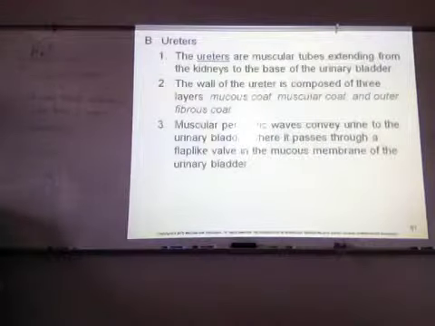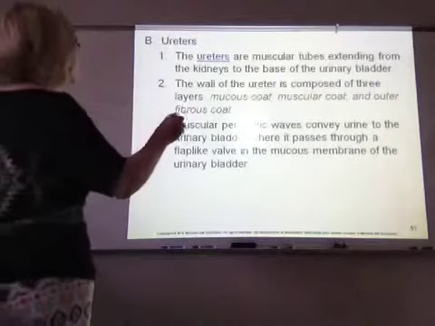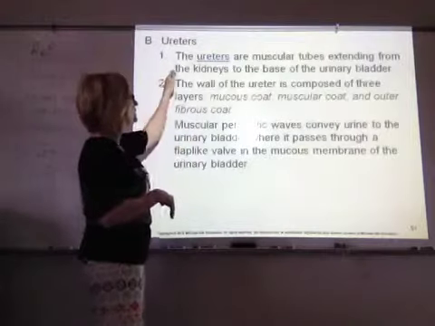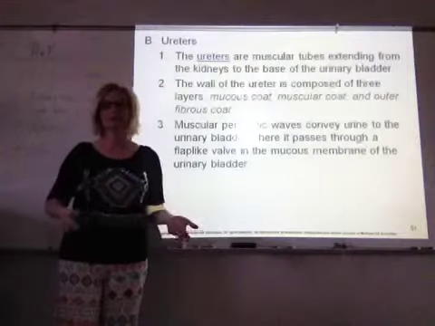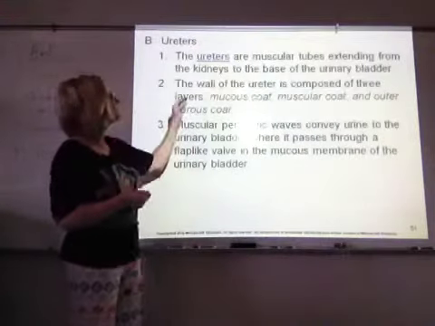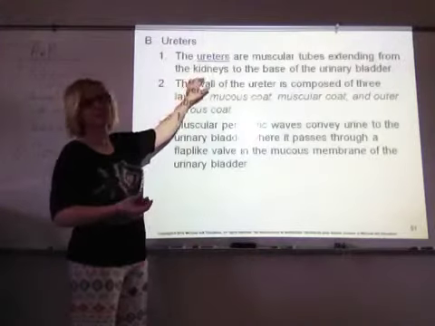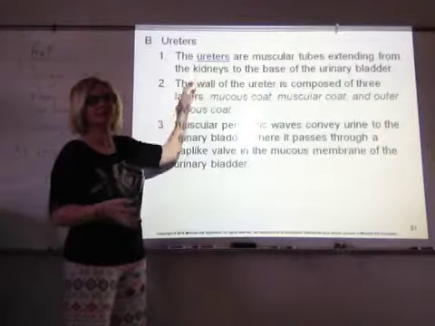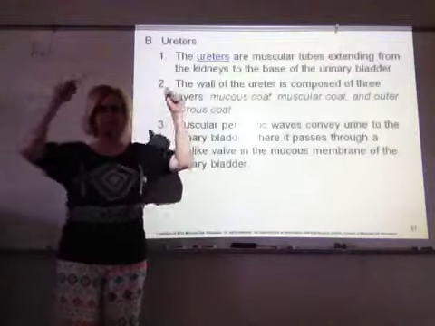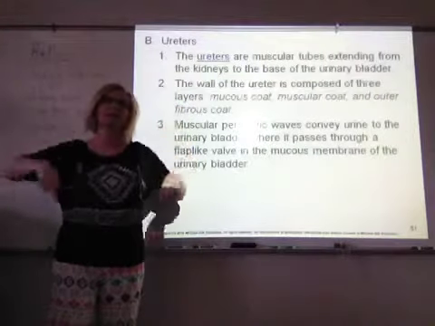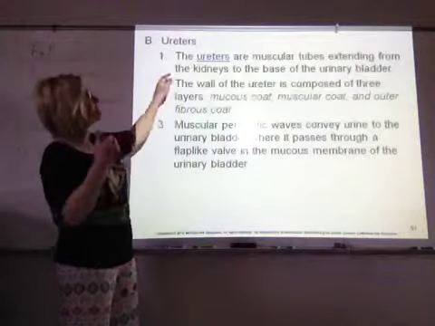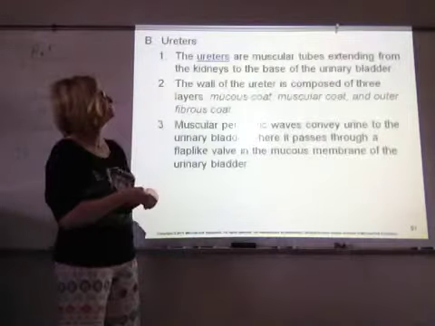The ureters are the two tubes that lead from each one of the kidneys. So you have a right and a left kidney, you have a right and a left ureter. They extend from the kidneys to actually the bottom of the bladder. When you look at a diagram, a lot of times it looks like they come in at the top, but they kind of drop behind the bladder and come in at the base of the bladder.